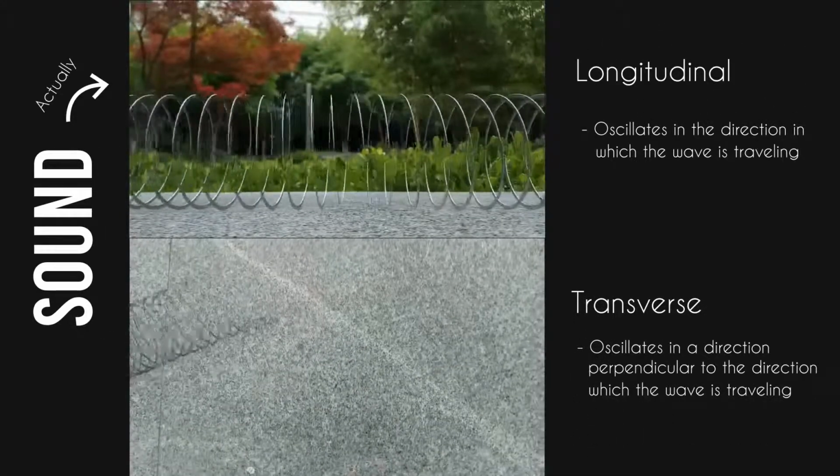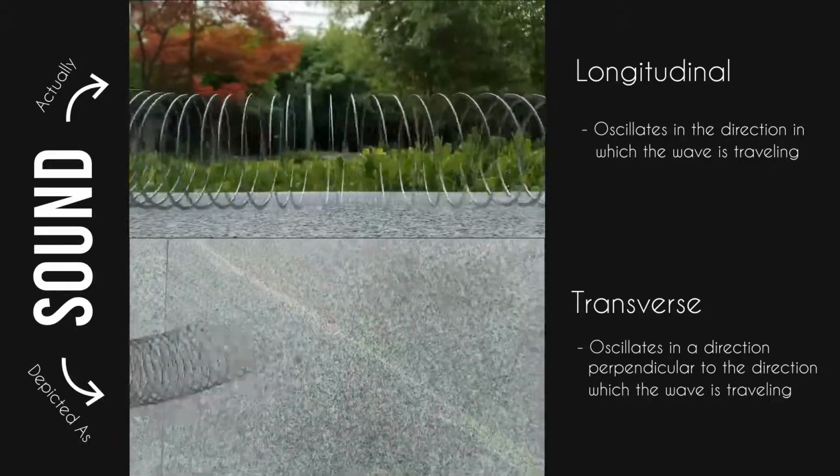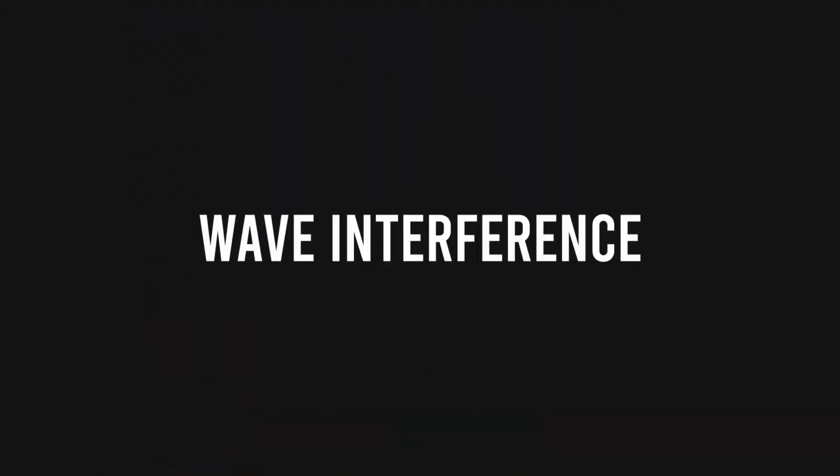Stay tuned. Sound exists as longitudinal waves, but we can also depict them as transverse waves, allowing us to explain wave interference much more easily. Wave interference is a phenomenon that occurs when two waves meet while traveling along the same medium. They merge into one wave, which takes the form that results from the net effect of the two initial waves.